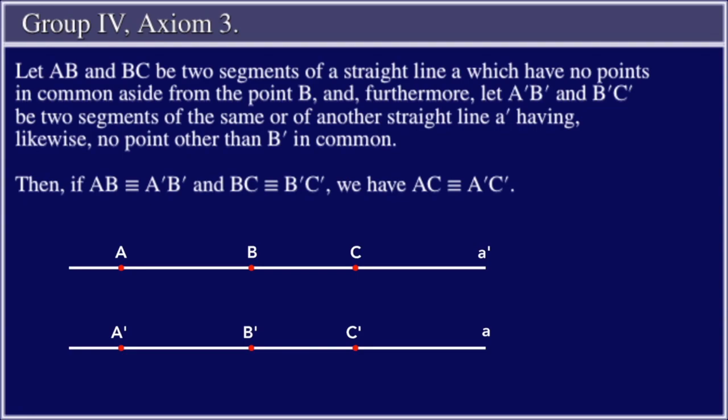4,3. Let AB and BC be 2 given segments of a straight line a, which have no points in common aside from the point B. And furthermore, let A'B' and B'C' be 2 segments of the same or of another straight line a', having, likewise, no point other than B' in common. Then, if AB ≡ A'B' and BC ≡ B'C', we have AC ≡ A'C'.